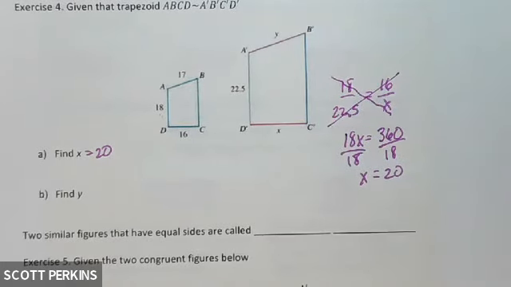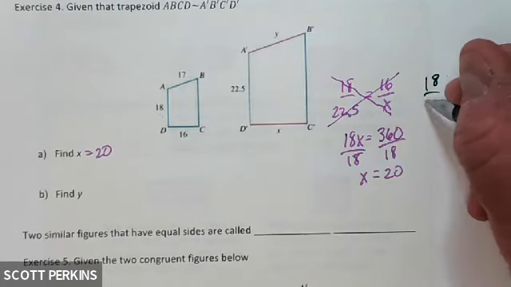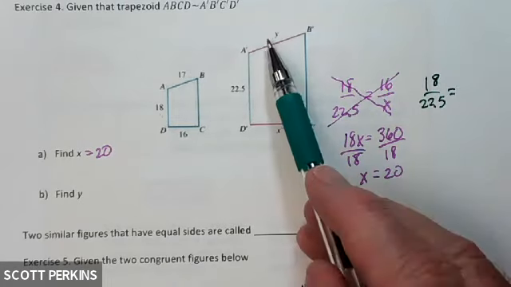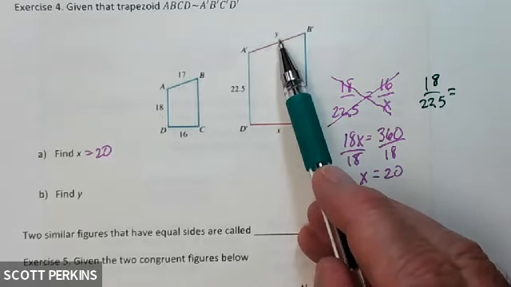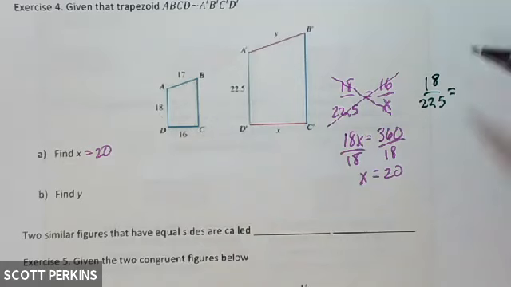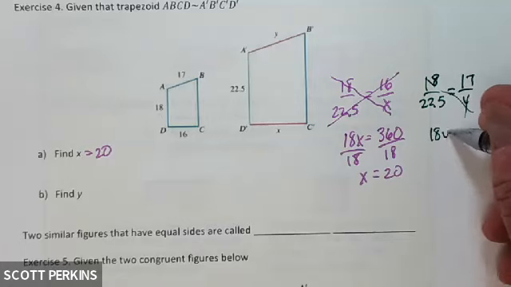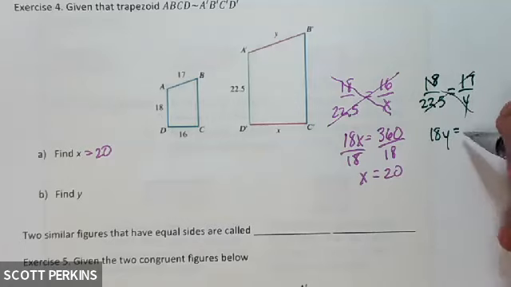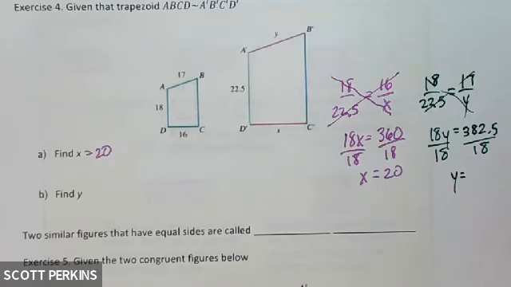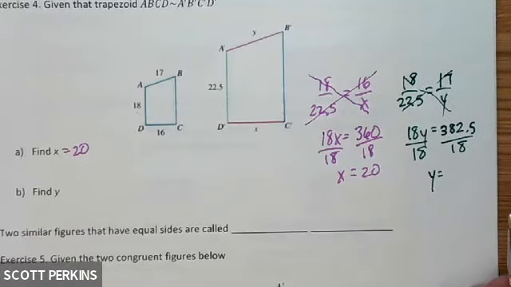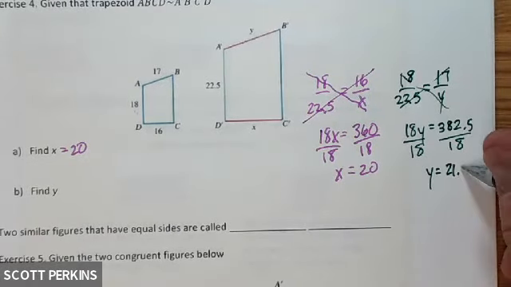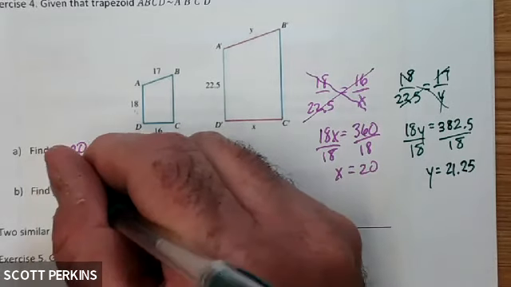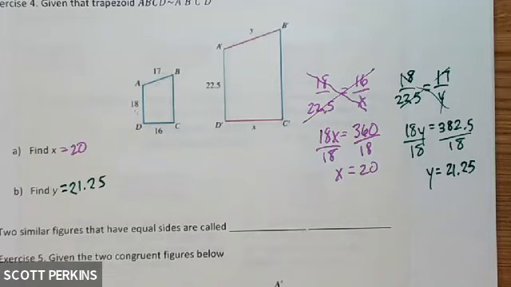Okay, I'm going to do the same thing for Y. I'm going to start off with the same proportion, 18 over 22.5. This time, Y is the angled side at the top. Again, we don't know it. It's on the larger one. 17 is on the smaller one, so I have 17 over Y. So once again, I've got 18 times Y, and then 22.5 times 17 looks like it's going to be 382.5. And when I divide that by 18, what does that turn out to be? 21.25. Thank you very much. Appreciate you all being my calculator, saving me all sorts of energy.